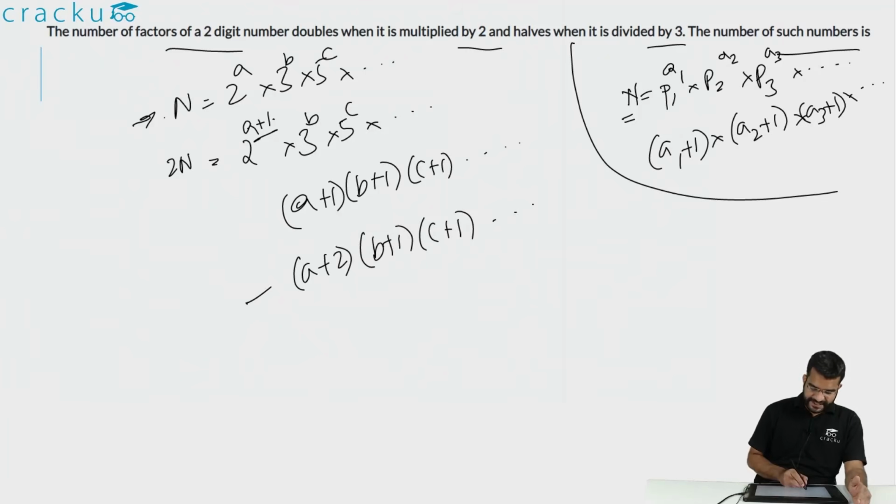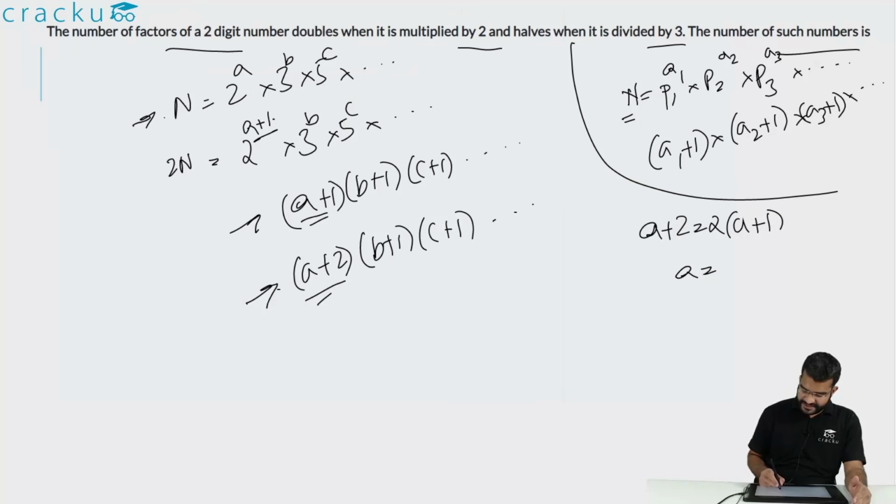We are told that the second number is twice the first number. The only difference between the second number and the first number is that we have a plus 2 in the product instead of a plus 1. This would imply that a plus 2 is equal to 2 times (a plus 1). If you simplify this, you are going to get that a is equal to 0. What this implies is that in the original number n, there is no power of 2. It is an odd number.